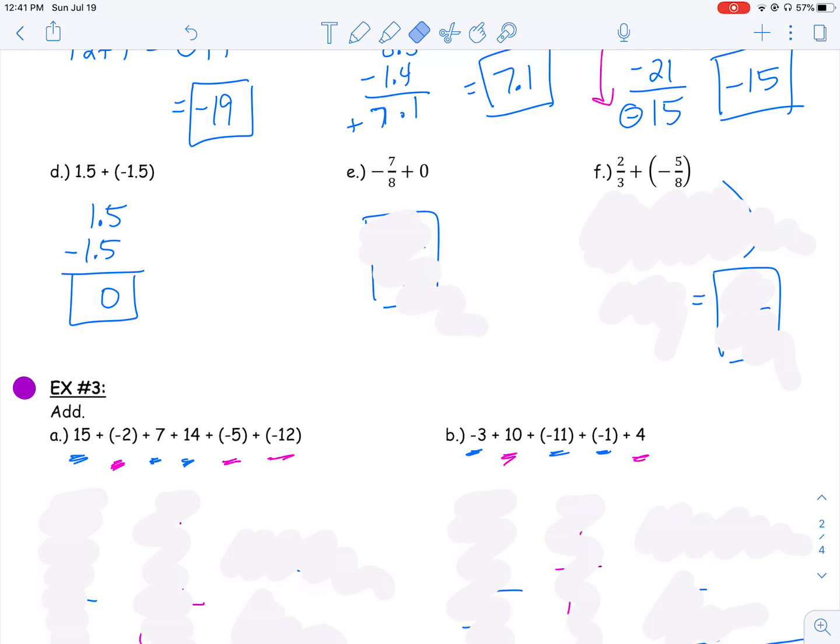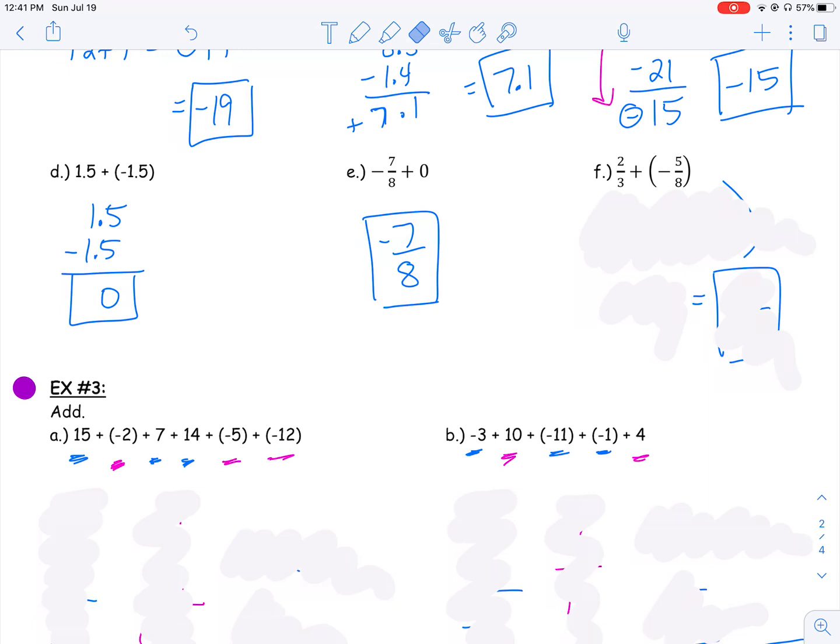All right, what about E? I have -7/8 plus 0. Well, you could try to get a common denominator because we're adding fractions, or you can think about, we have -7/8 and we're adding nothing. So if we add nothing to -7/8, aren't we still just at -7/8? That was kind of easy, -7/8.